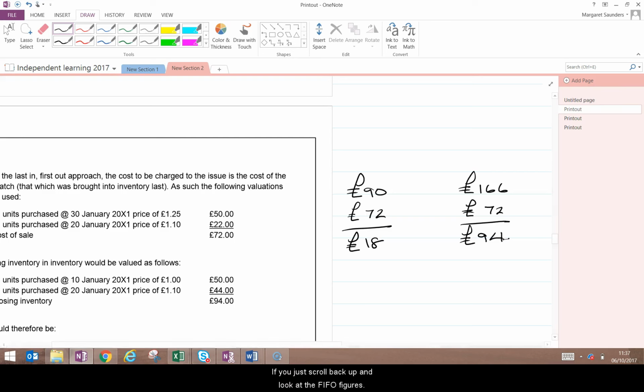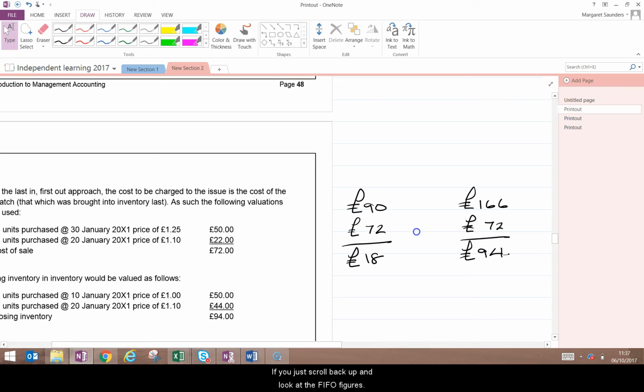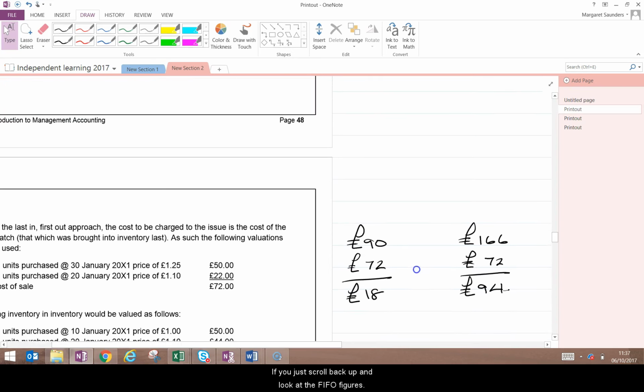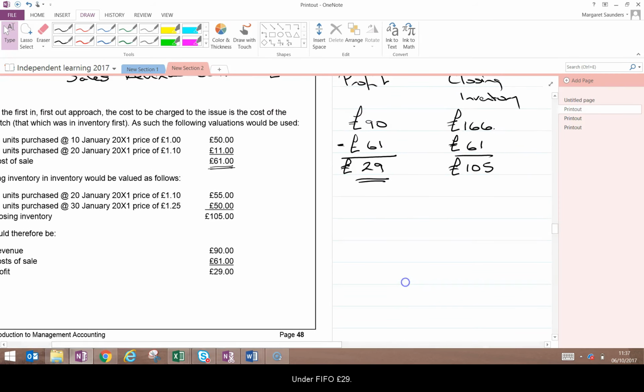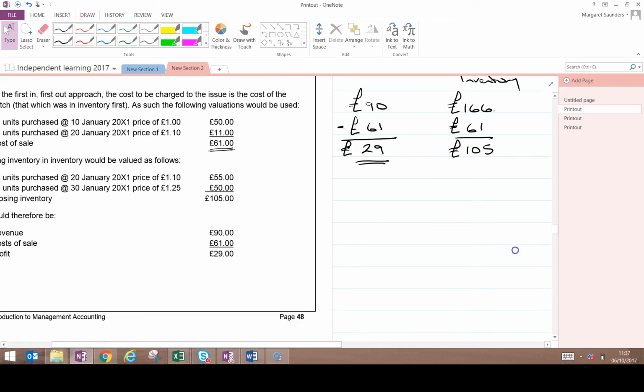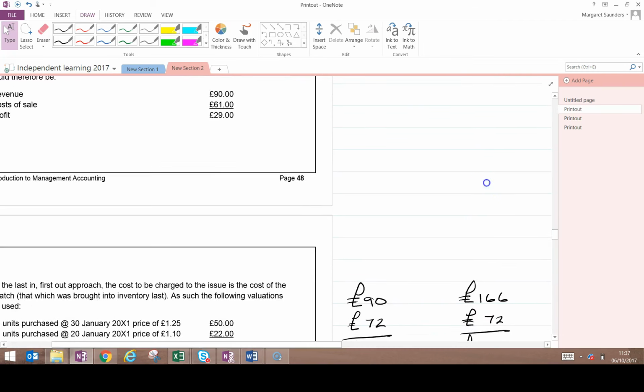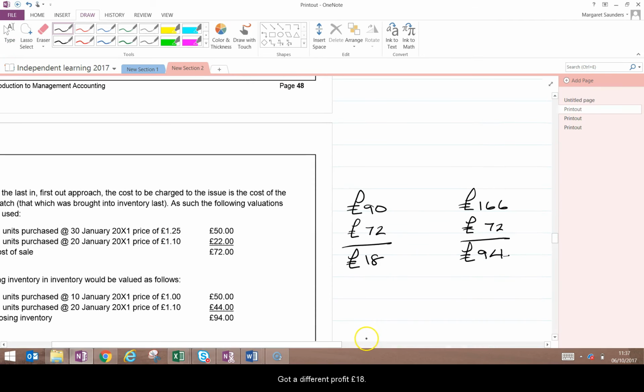So if we just scroll back up and look at the FIFO figures, profit under FIFO 29 and closing inventory 105. Whereas if we use LIFO, we've got a different profit, 18, and a closing inventory of 94. So the two different methods have given us different profit figures and different inventory valuations.